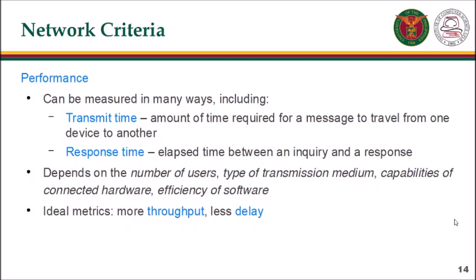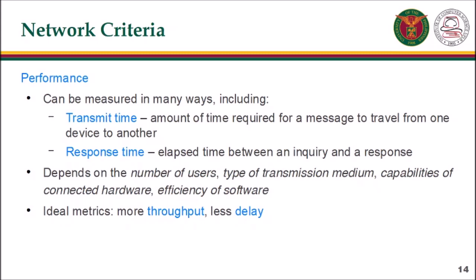A network must be able to meet a certain number of criteria. The most important of these are performance, reliability, and security. Performance can be measured in many ways, including transit time and response time. Transit time is the amount of time required for a message to travel from one device to another. Response time is the elapsed time between an inquiry and a response.